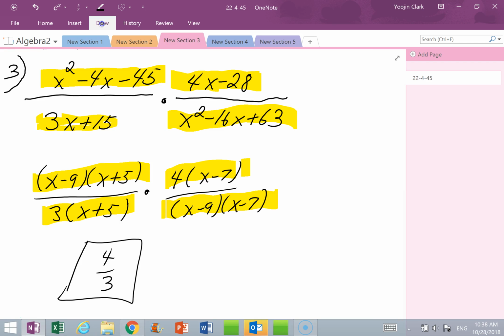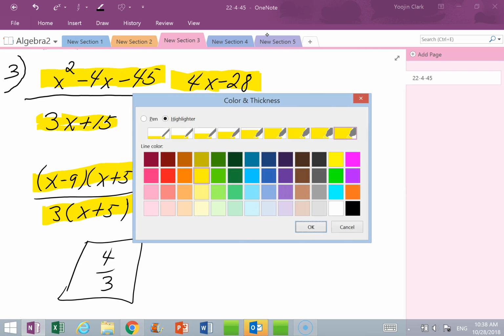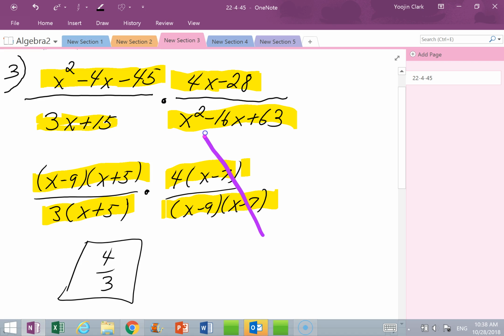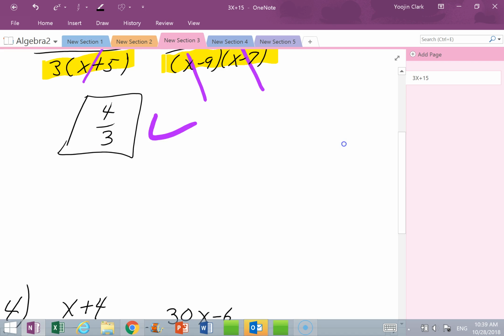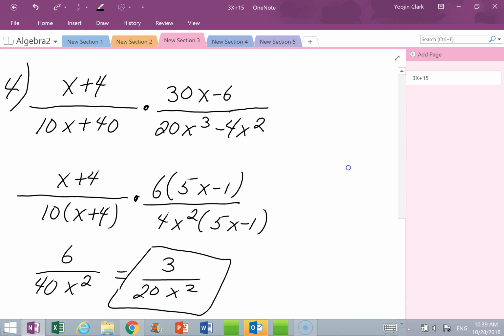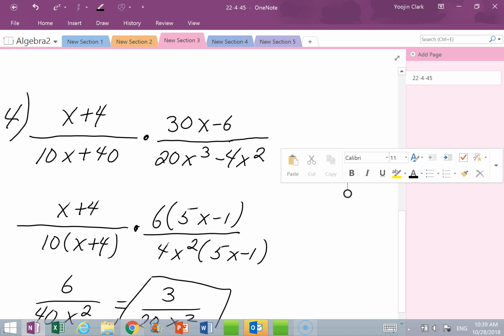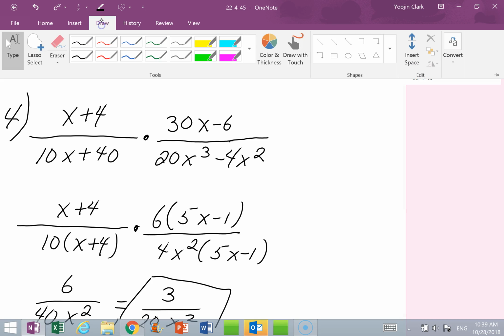Alright, let's see if I can get my pen working here. That looks nice. Let's go pen. Make it a little fatter. Blue again. What do you think? It's probably too fat again. Oh, that's not bad. The x minus 7s are gone. And the x plus 5s are gone. And the x minus 9 cancels out. Oh, all I'm left with is that 4/3. Wow. Here's my answer, 4/3. Okay. I know it's a little fast, but I hope you can follow along here.